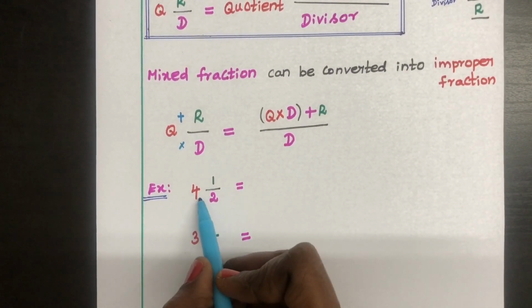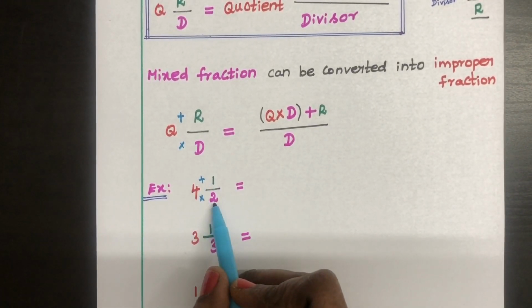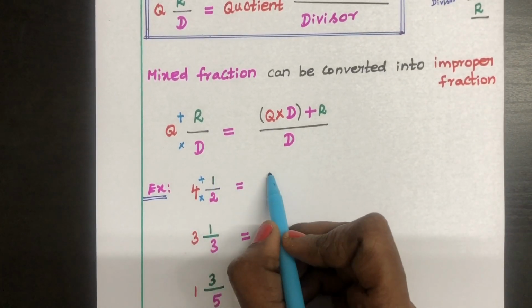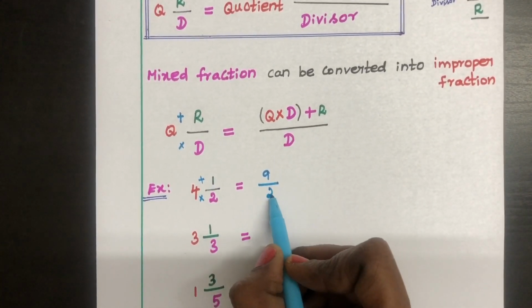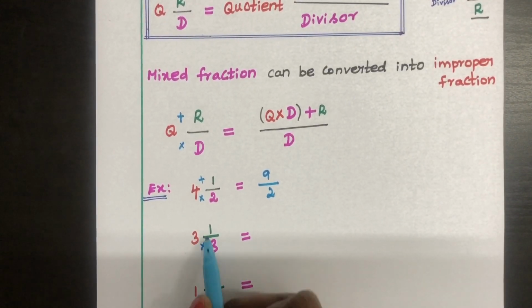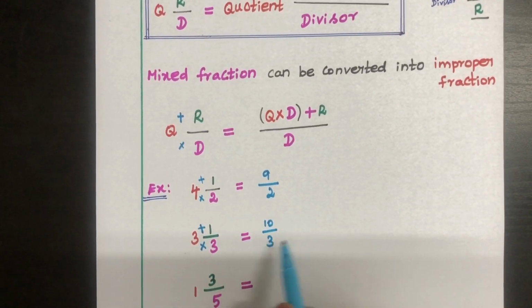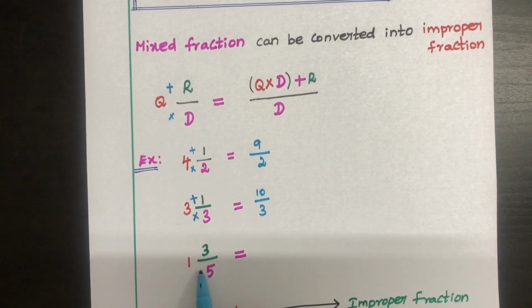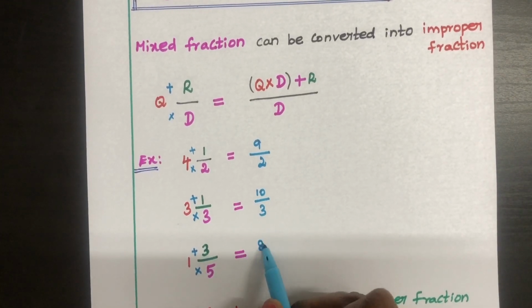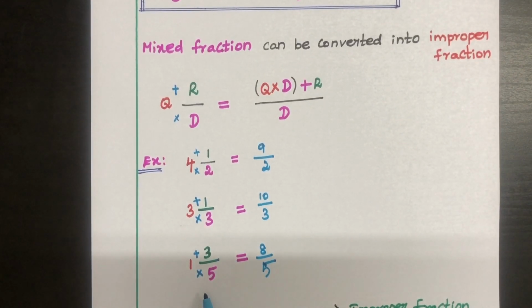See here, now we are going to do 4 into 2 plus 1. 4 into 2 is 8, 8 plus 1 is 9, 9 divided by 2. See, the divisor remains the same. In this case, 3 into 3 is 9, 9 plus 1 is 10, 10 divided by 3. Here, 1 into 5 is 5, 5 plus 3 is 8, so 8 by 5. So all the mixed fractions are converted into improper fractions.